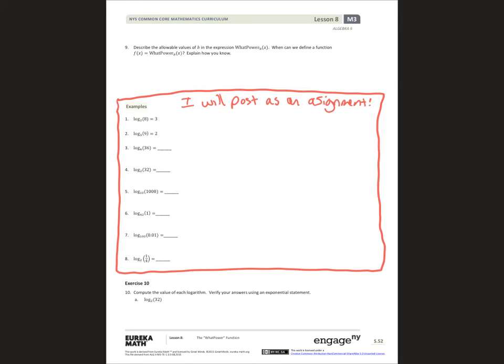Okay, so moving right along, number 9 basically wants you to write down in words the question that I just talked about. What kind of values can the base be? And we can make this into a function by saying f of x is the what power. So you guys have seen logs before, so we're going to change this notation up, and instead of saying what power, we're going to say log base b of x, right?